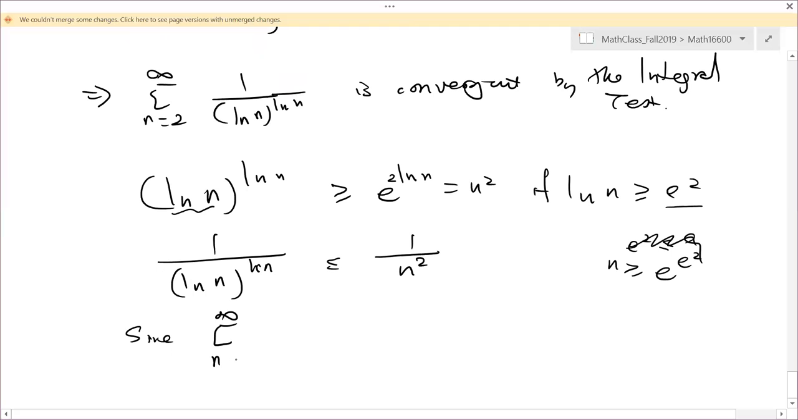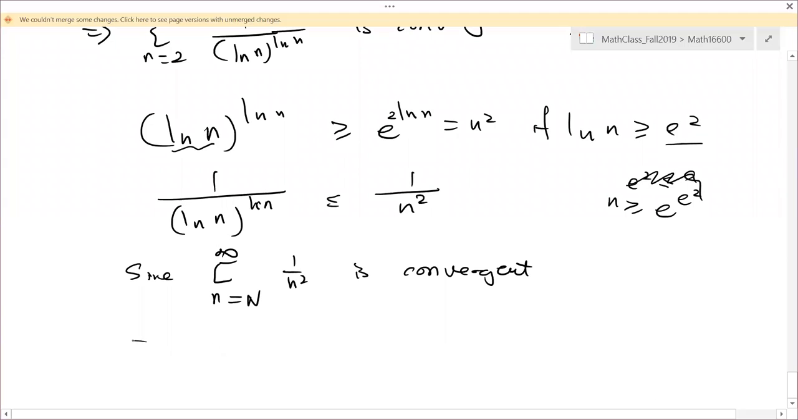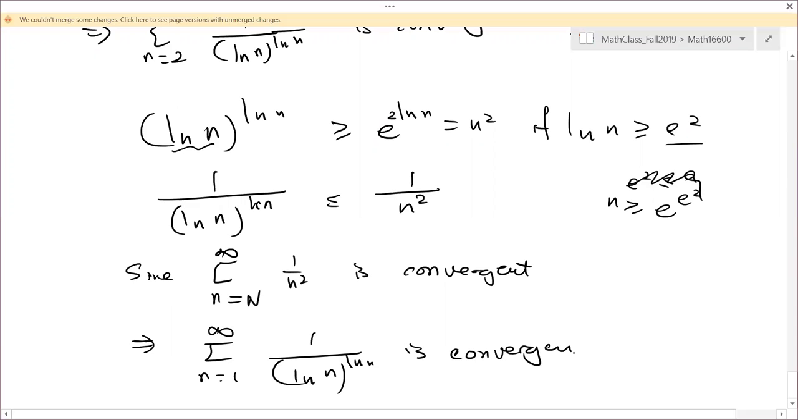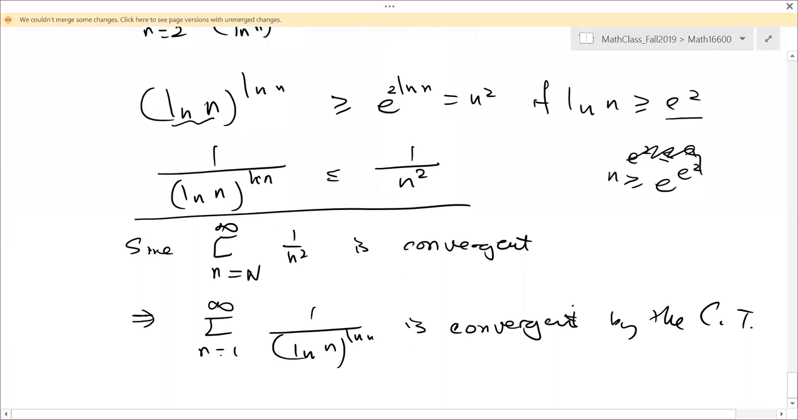So you can say some capital N, below it is divergent, beyond it is convergent. And so this implies the series is convergent by the comparison test. But the difficult part is to figure out this inequality and for which n. n must be sufficiently large. For example, n should be greater than e to the e squared.